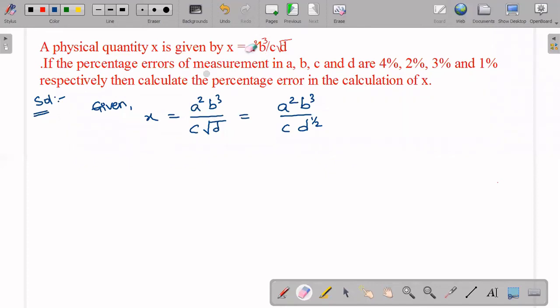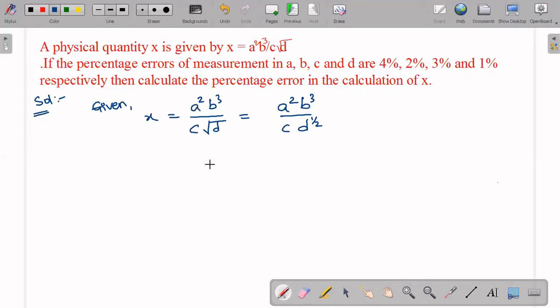So I'm just writing whatever is given. A physical quantity x is given, the same given data I have written, and that physical quantity involves some variables. Those variables have certain percentage errors. I have written d in terms of power instead of root. Root is nothing but power 1 by 2.